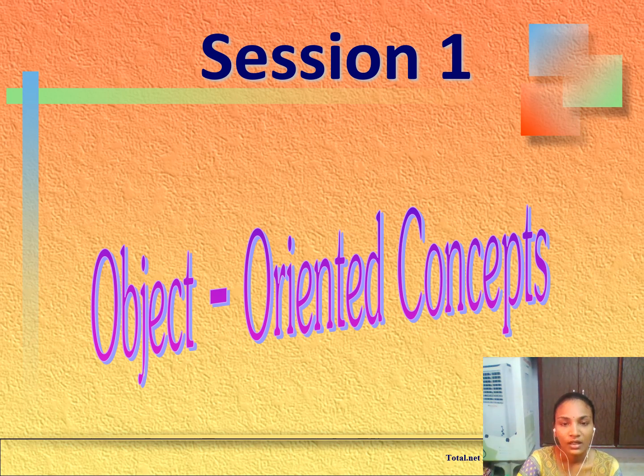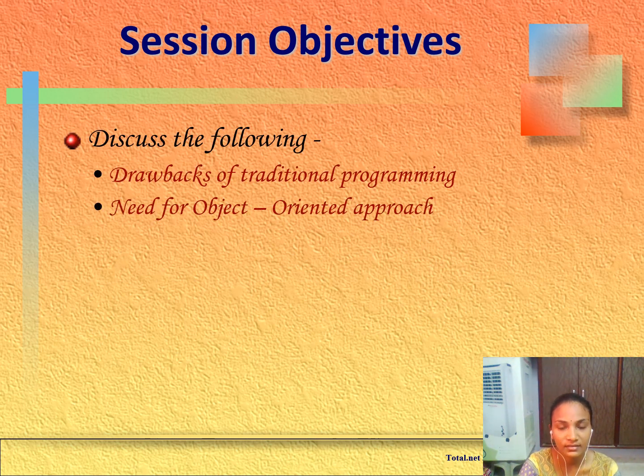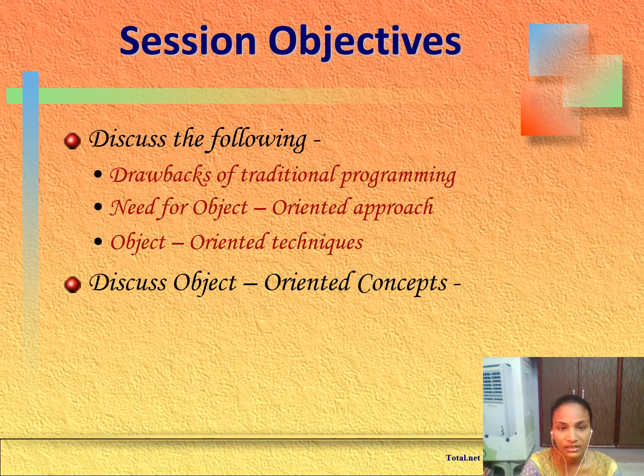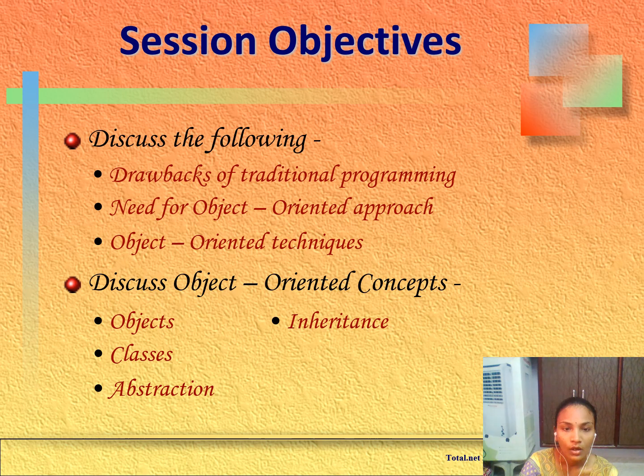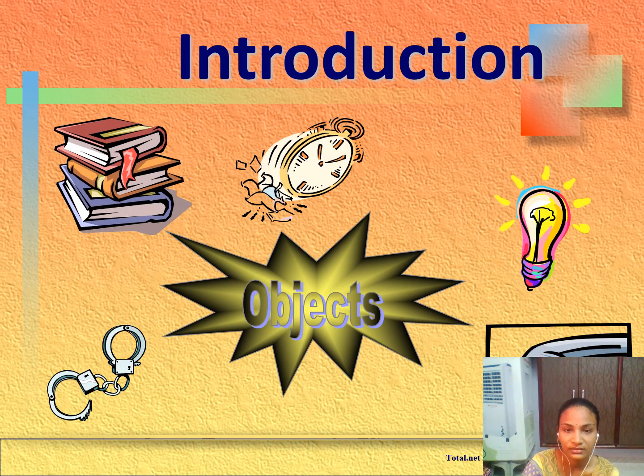Today I am here to explain the object-oriented concepts. We are going to discuss drawbacks of traditional programming language, need for object-oriented approach, object-oriented techniques, and we are going to discuss some of the object-oriented concepts. They are objects, classes, abstraction, inheritance, encapsulation, and polymorphism. Introduction.